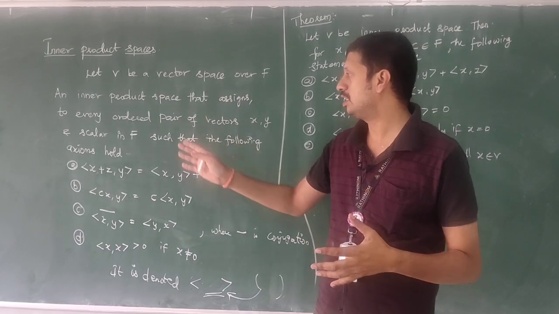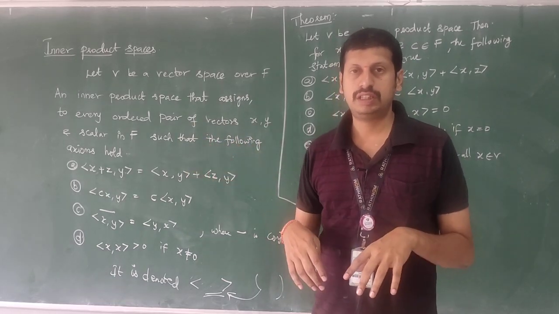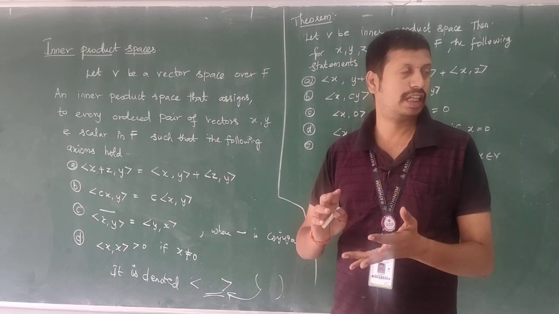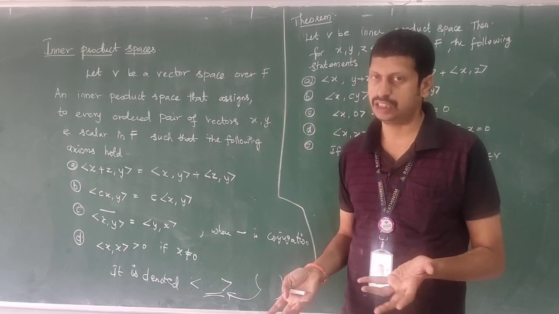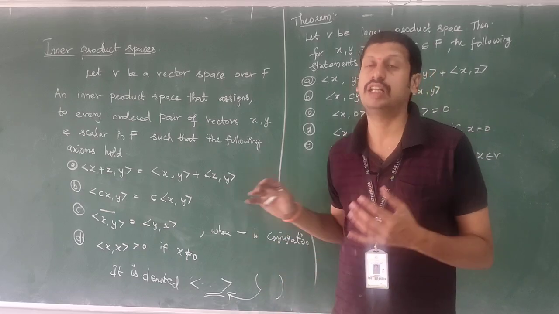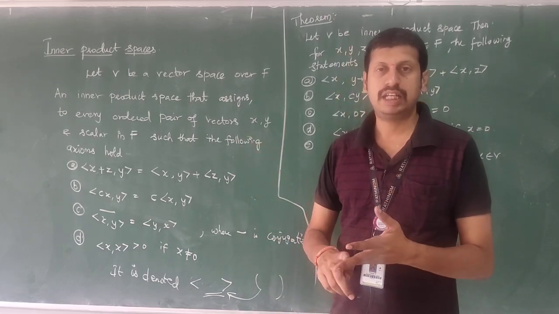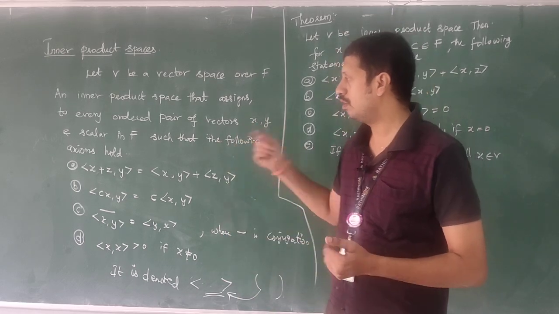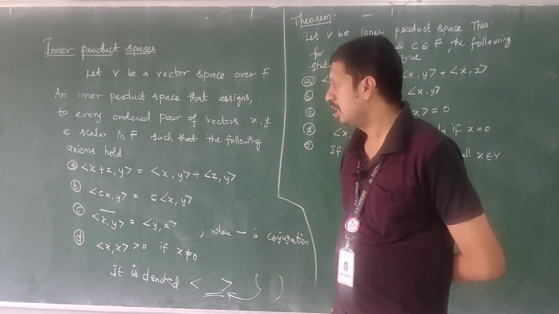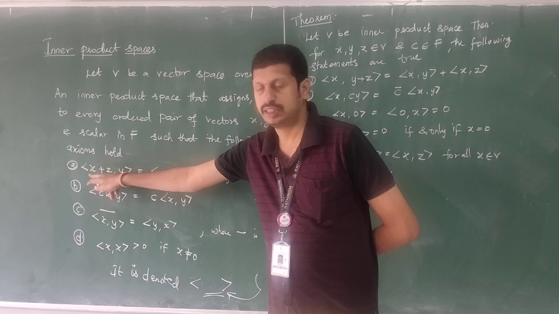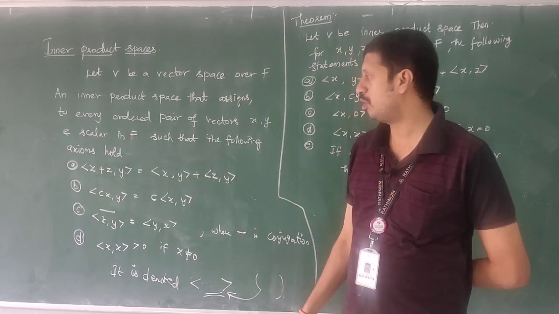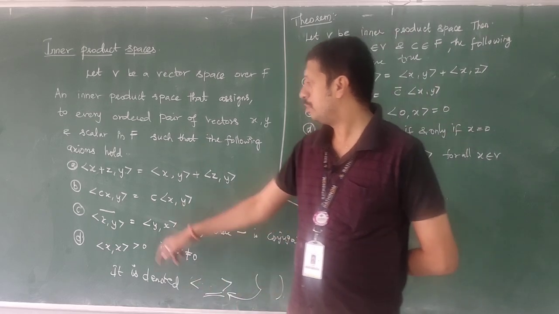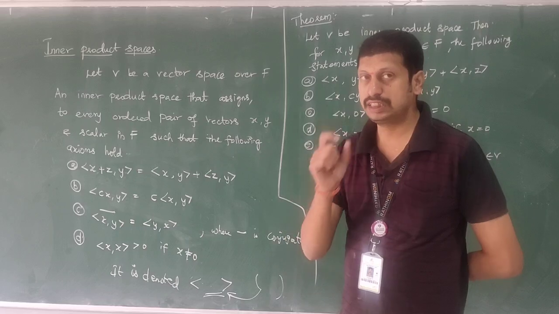So the following axioms should be followed with vectors and scalars. Vectors belong to x, y, z and scalars may be c, a, b. Here x, y, z are vectors and c is a scalar. With that, the following axioms should hold. First, the inner product of x plus z comma y equals the inner product of x comma y plus the inner product of z comma y.